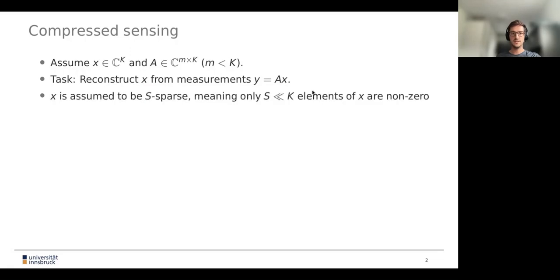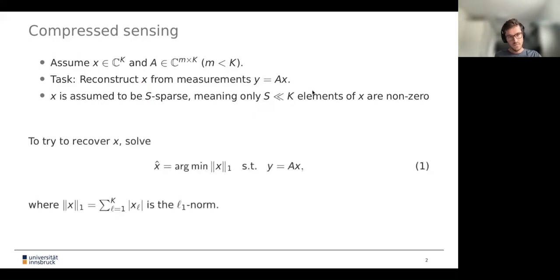So usually it is assumed that the vector x is s-sparse, where s is some positive integer, which means that only s elements of x, where s can be much, much smaller than k, are non-zero. This is what sparse means. By introducing the sparsity, we hope that we are able to reconstruct x from these measurements. And how are we going to go about reconstructing?